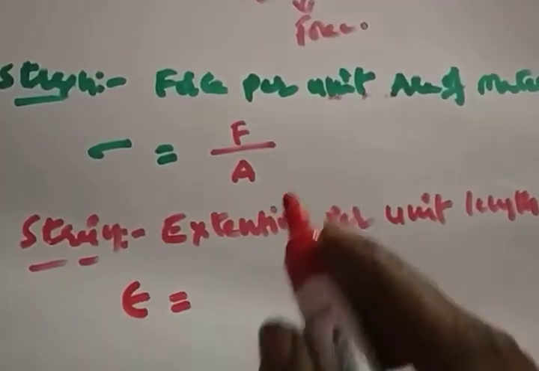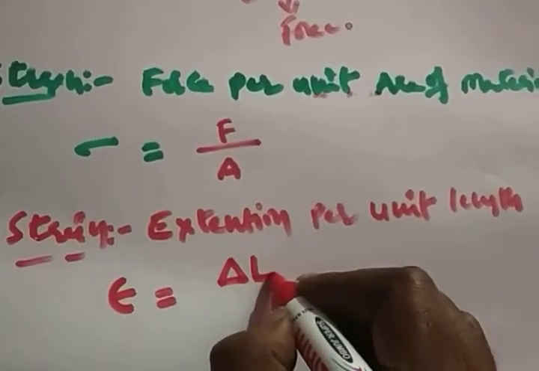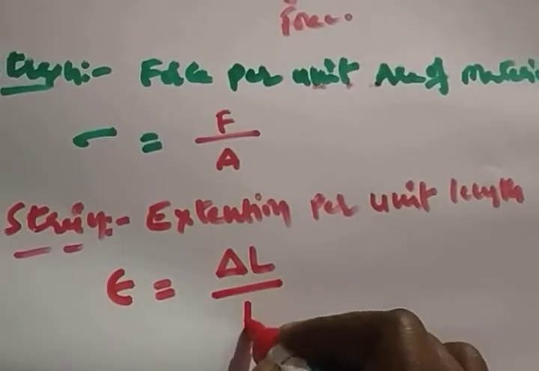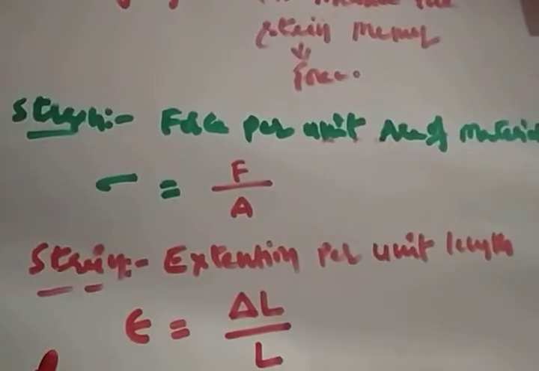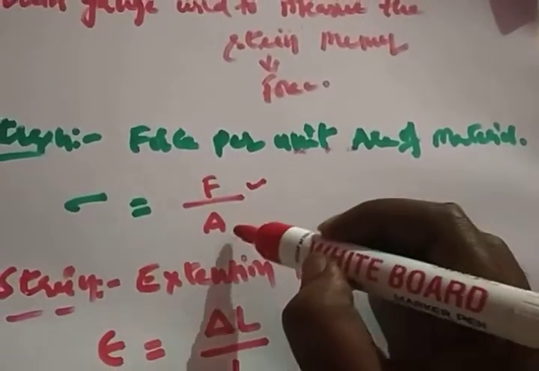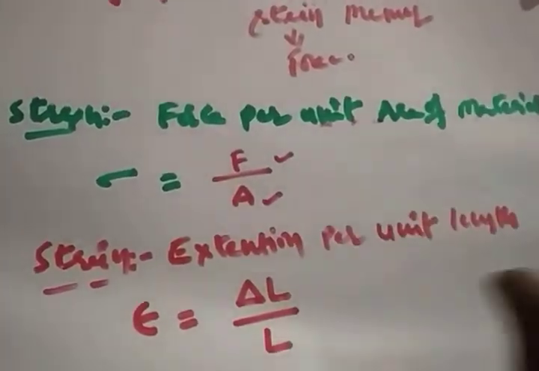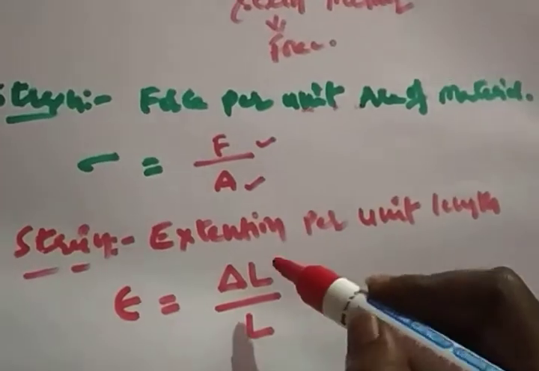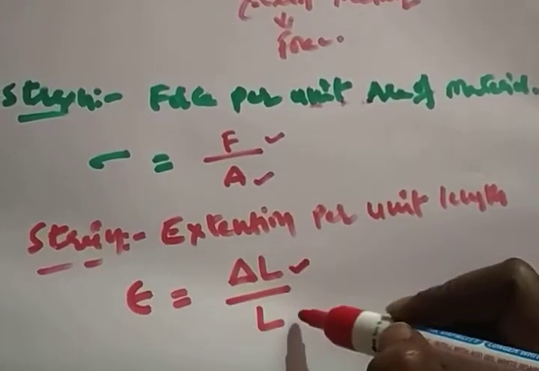So what is strain? Extension per unit length. What is that extension? If the length is L, the extension is delta L, and the original length is L. So this is called strain and this is called stress. So what is stress? Stress is nothing but the force applied per unit area of a material, per unit cross section of a material, whatever it may be, right? So force by area. And what is strain? Extension per unit length. Strain is denoted by epsilon, delta L by L.